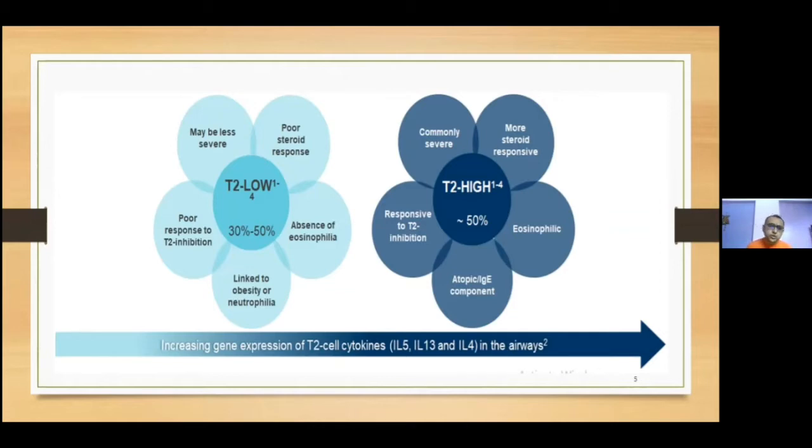Whereas the T2 low asthma is just the opposite. And the difference between T2 low and T2 high is that if we go from T2 low to T2 high, there will be more and more interleukin 5, interleukin 13 and interleukin 4 expression in the airways in the presence of T2 high asthma.